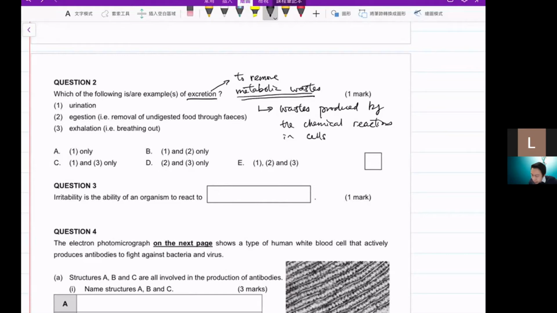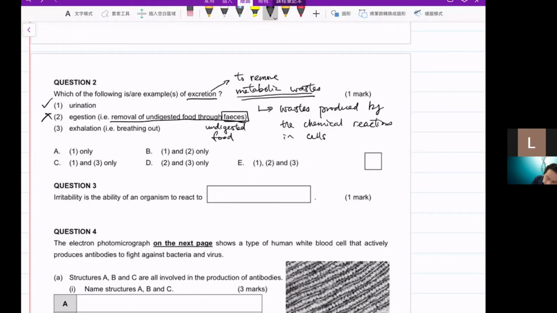So remember, removal of feces, 粪便, is not a kind of excretion, because feces is a kind of undigested food. Undigested food is not produced by your body. Okay, you eat the food, some food substances cannot be digested and you remove it. It is not produced by your body. So choice 2 is not the correct answer.